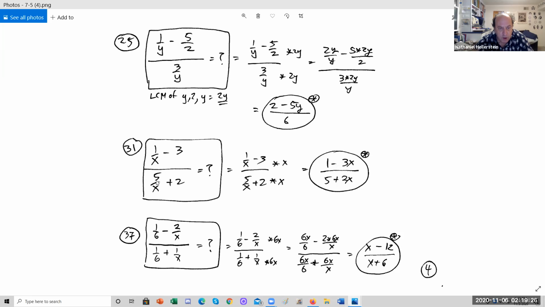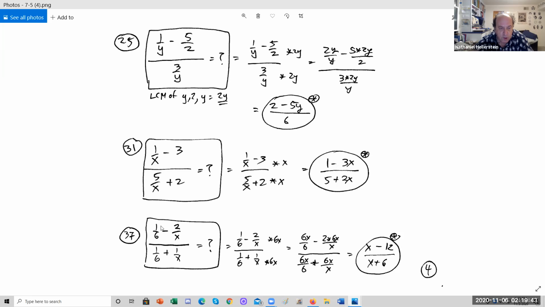1 over x minus 3, over 5 over x plus 2. Multiply above and below by x. 1 over x minus 3 times x is 1 minus 3x. 5 over x plus 2, all that times x is 5 plus 2x. 1 minus 3x over 5 plus 2x.